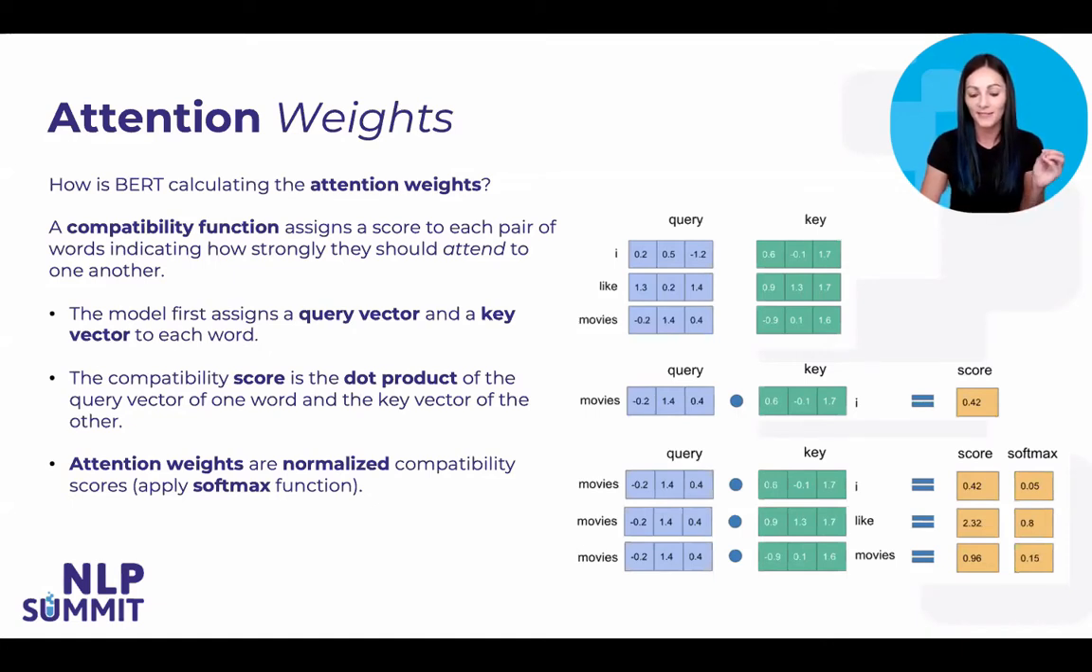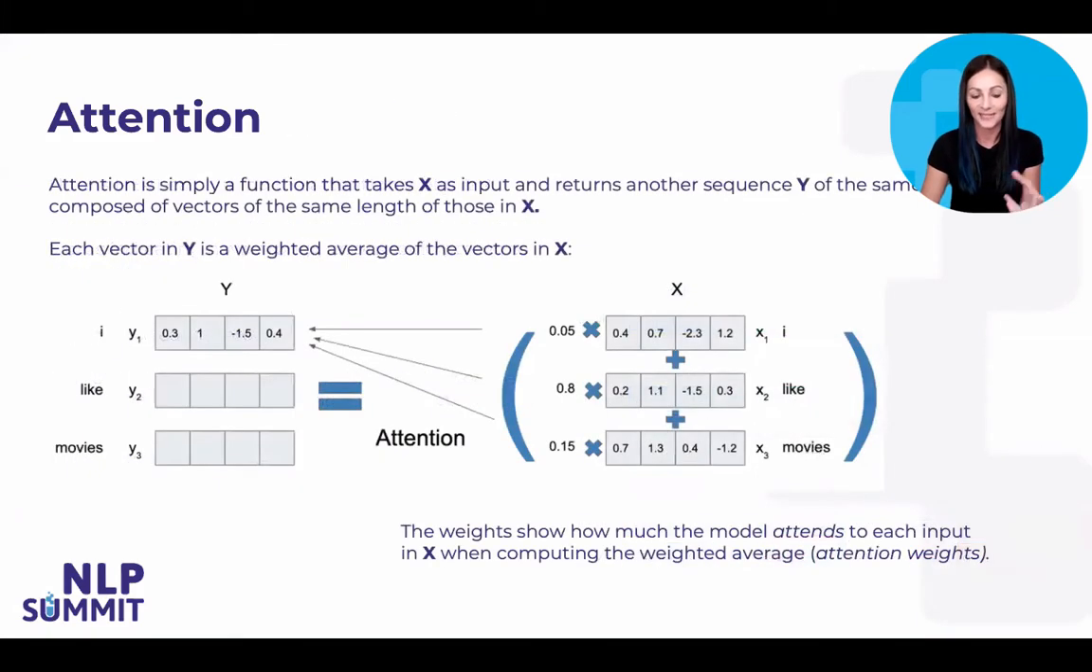So for example, if I want to see for the token "movies" which other token it attends to, I would multiply that with a dot product to all of the key vectors, and you will see that score. So here in this example, I take "movies" and do the calculations with the 3 different keys. And the attention weight is then the normalized compatibility score. So you're applying a softmax over those scores. And those are the weights you then use to calculate what we've seen before, the actual attention.